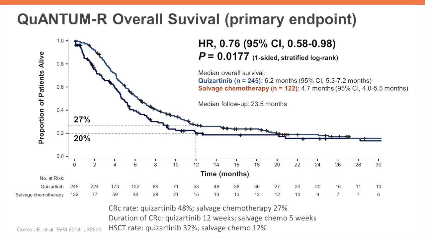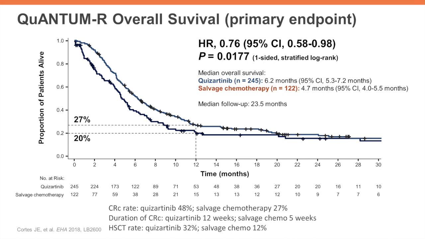Here we see the results of the Quantum-R study, which show higher response rates in terms of complete remissions, as well as longer durations of complete remission with Quizartinib as compared to salvage chemotherapy. The transplant rates, again, were higher in the Quizartinib arm, and all of these improvements in response also translated to an improvement in survival, with a hazard ratio of 0.76, indicating a statistically significant improvement in survival for patients treated with Quizartinib over standard chemotherapy.